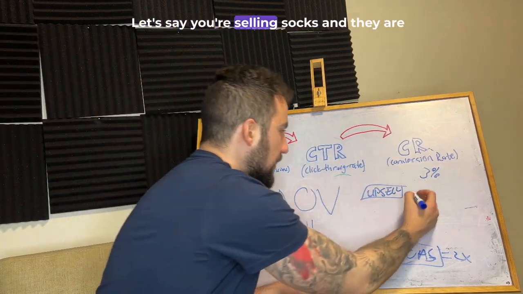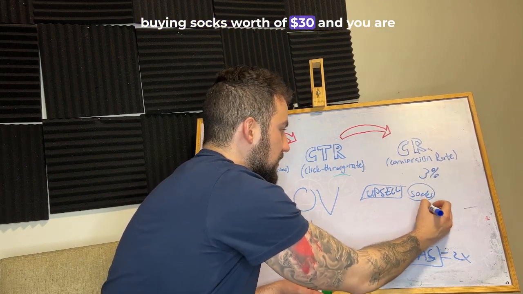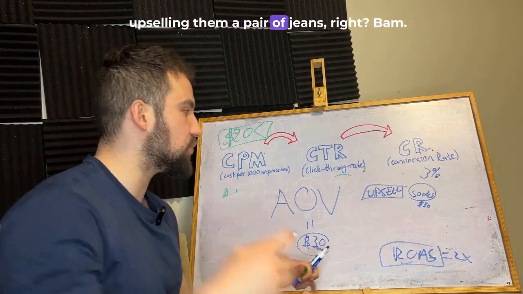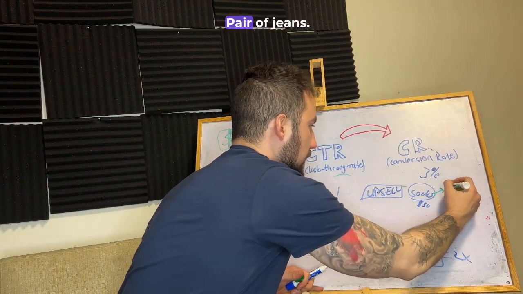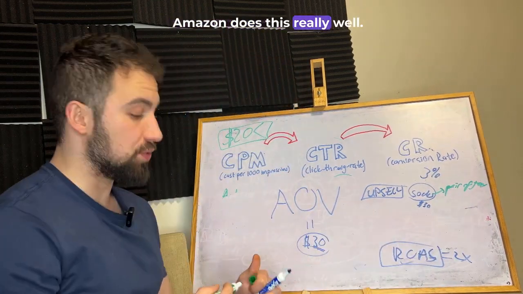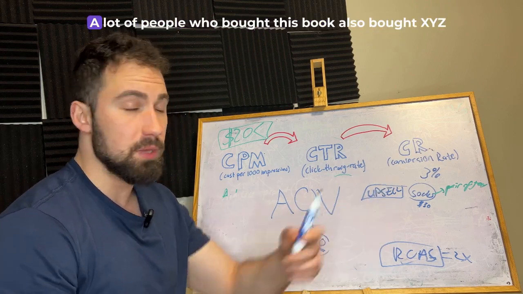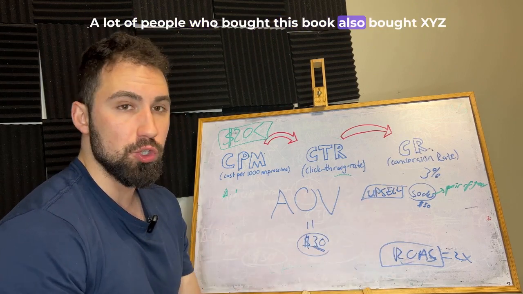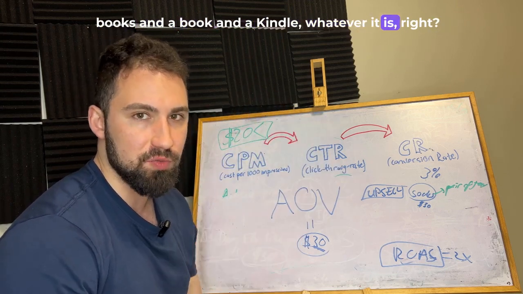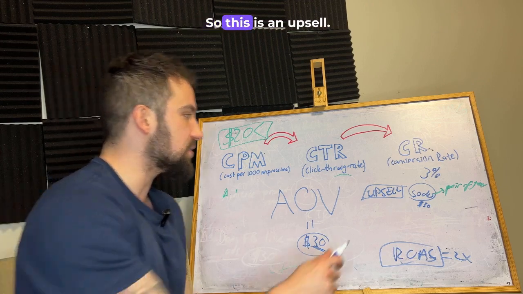Let's say you're selling socks and they are buying socks worth 30 bucks and you are upselling them a pair of jeans, right? Bam. Pair of jeans. Amazon does this really well. They say you're buying a book, they give you recommendations. A lot of people who bought this book also bought XYZ books and an audiobook and a Kindle, whatever it is, right? They increase your average order value. So this is an upsell.